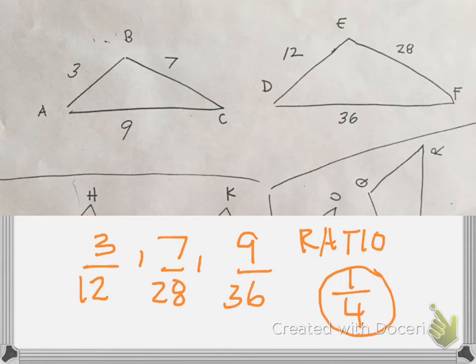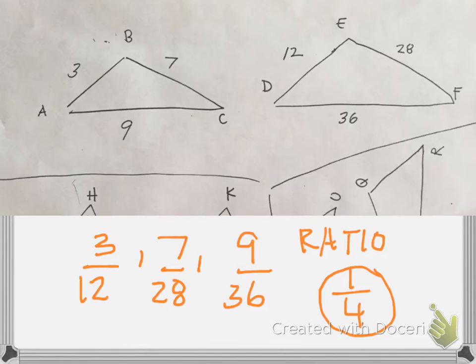So these triangles are similar by side, side, side. To make a similarity statement, you can do triangle ABC is similar, this is a symbol for similar, to DEF.